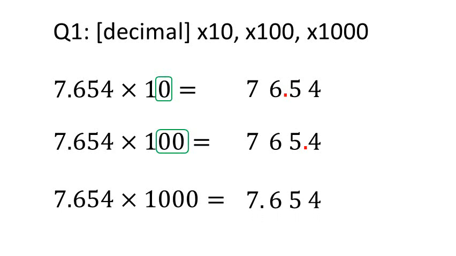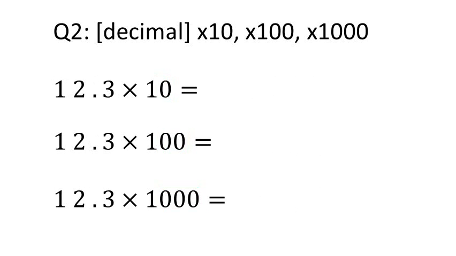The other example is 7.654 times 1000. Since 1000 has three zeros, you can move the decimal point three places to the right. So the answer is 7,654 point. When you have a decimal point after a whole number, you don't need to have the decimal point. So the answer could be simply 7,654.